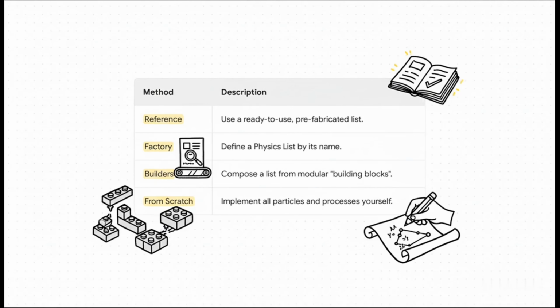And the great thing is you've got options on how to do this, from super easy to expert level. The simplest way, just grab a pre-made validated reference list. It's like picking up the standard rulebook. Done. A little more flexible, you can use the factory to basically order a physics list from a catalog by name. Want to get your hands dirty? You can use builders to assemble your own list, snapping together pieces like Legos. And if you really want ultimate control, you can write your own laws of physics completely from scratch.